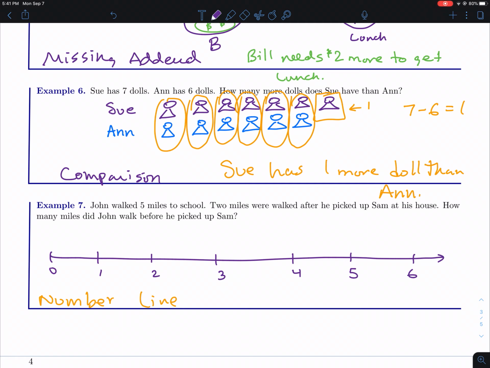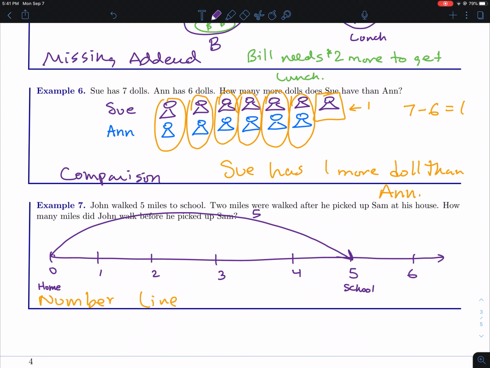So in this case, they told us how far John walked to school. So John walked 5 miles to school. So maybe this was John's home over here, who knows. And then school is over here. So John walked 5 miles, so we want to draw one big arrow that takes you to 5.